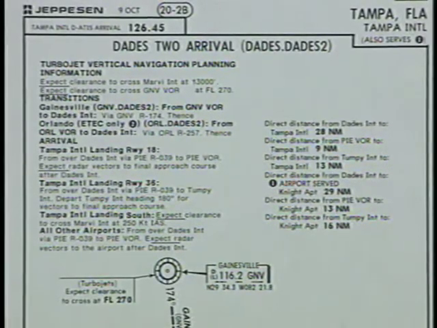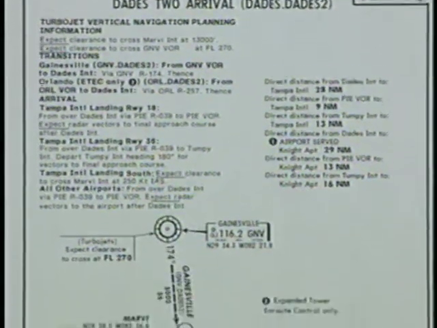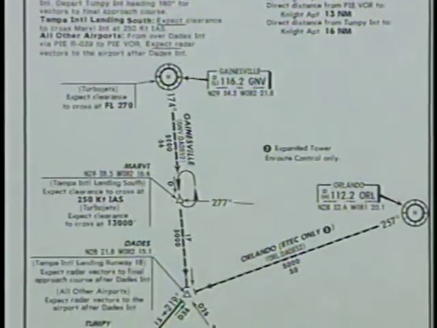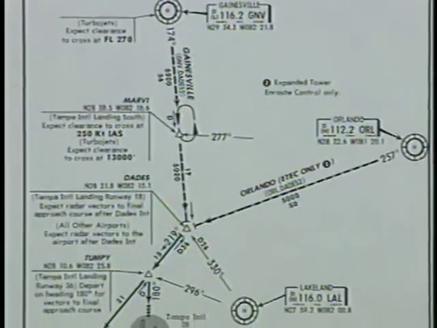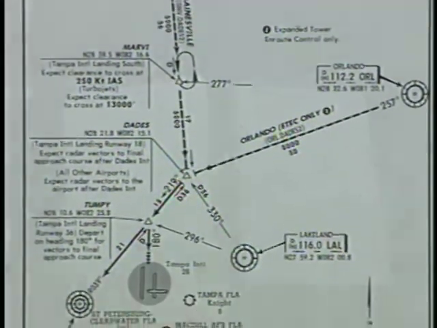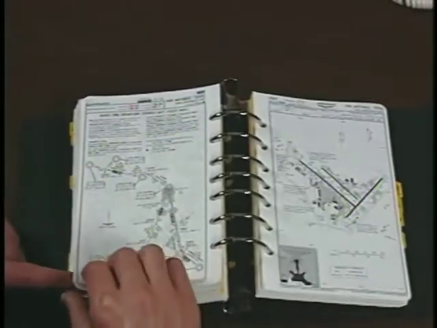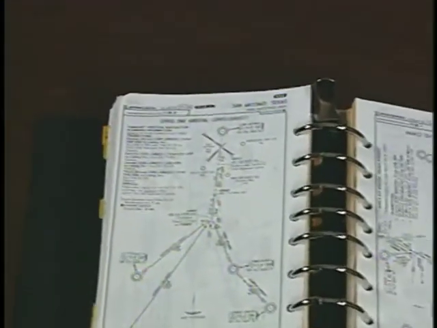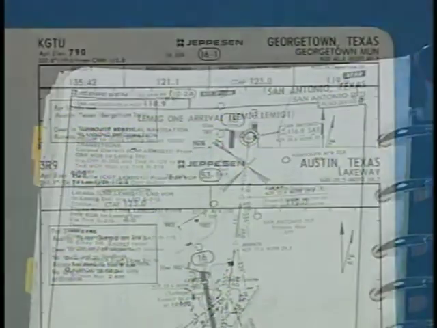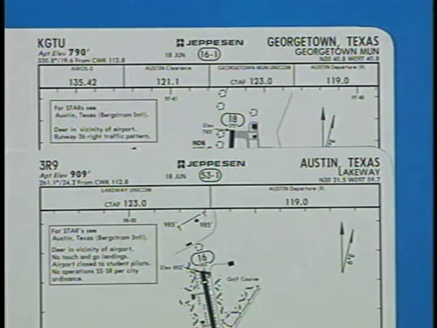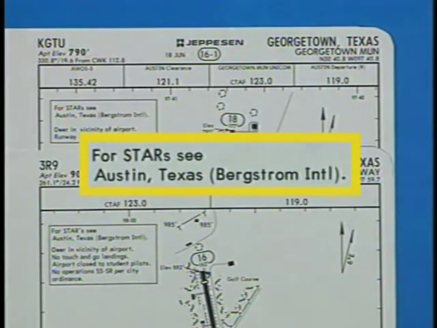STARs normally contain both a textual description of all transitions plus the arrival route, and a graphic depiction of the procedure that follows normal conventions for terminal charts. STARs are usually filed in front of the primary airport for a specific city. On other airports that use the same STARs, a note on the airport chart refers you to the primary airport under which the STAR is filed.